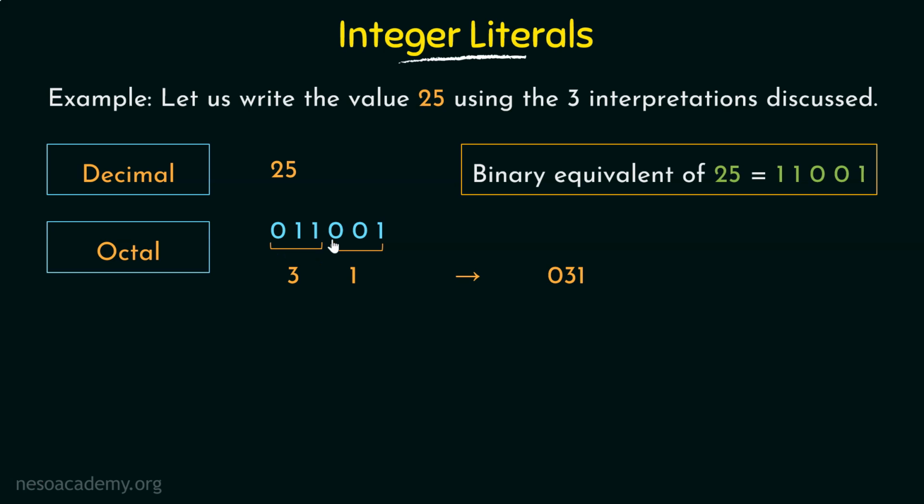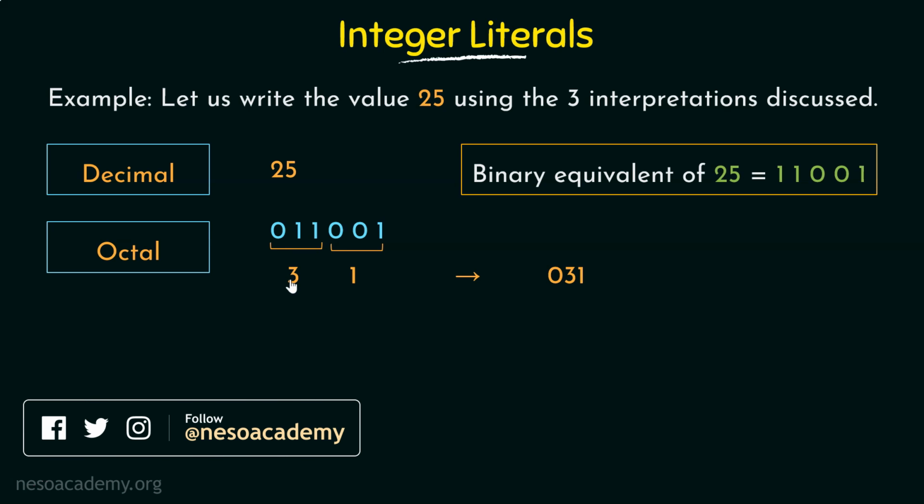So 1, 2, 3 and this 1, 2, 3. Now if I convert this 011 to decimal, it is equal to 3. And this 001 it is equal to 1. So 31 is the octal equivalent of the decimal 25.